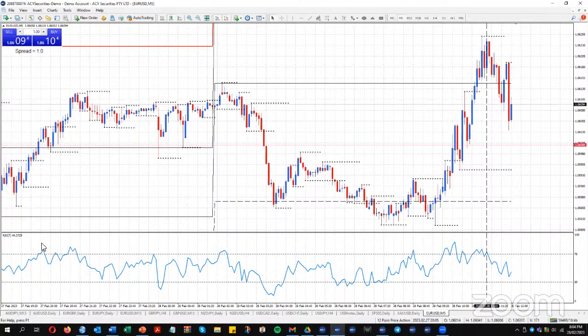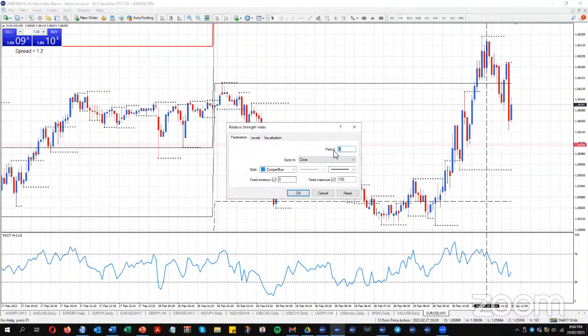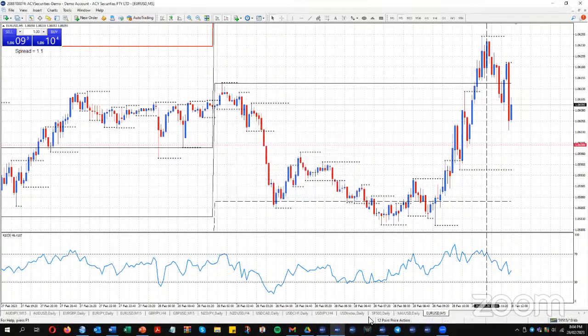In fact, I think I've used 7 and 9. It may be 9. It's a long time ago since I've used RSI. I'm talking like 15 years ago when I was first trading the forex market. Maybe 9. 9 looks a lot better.